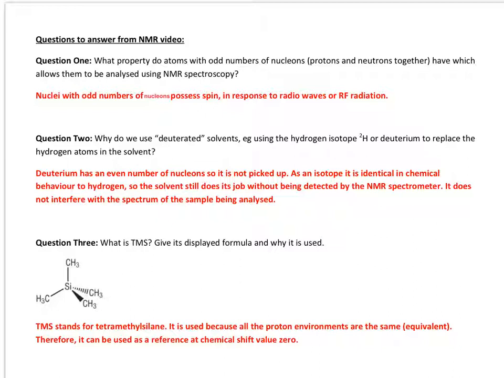So looking at the first three questions, the first question is basically connected to the fact that nuclei with odd numbers of nucleons possess spin in response to radio waves or radio frequency radiation. The second question relates to the fact that deuterium has an even number of nucleons, so it's not picked up as a signal. So it can either be used as a reference, tetramethylsilane, which is the third question's answer, or it can be used as a solvent itself in its own right. The most common solvent used is CDCl3.